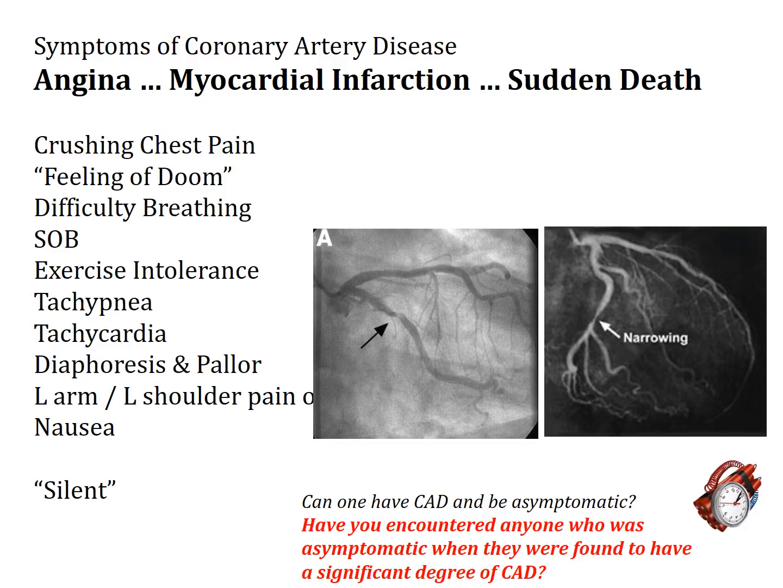Reviewing again, symptoms of coronary artery disease can be anything from stable angina, unstable angina, to infarction, all the way to sudden death, right? Typical symptoms: crushing chest pain, feeling of doom, difficulty breathing, shortness of breath, exercise intolerance, tachypnea and tachycardia, diaphoresis, looking pale. Some individuals will have left arm, left shoulder pain. Some individuals will be nauseated.